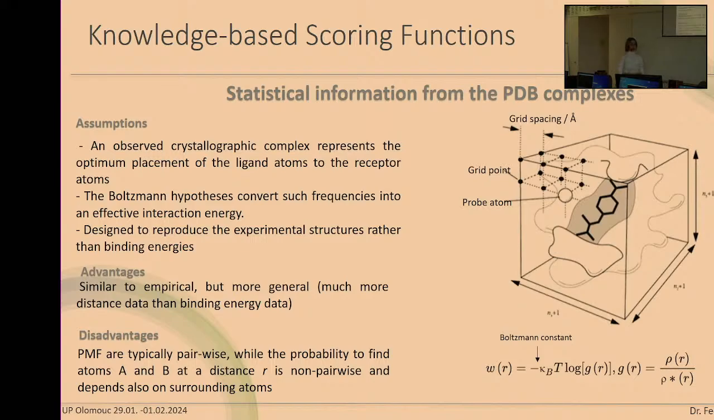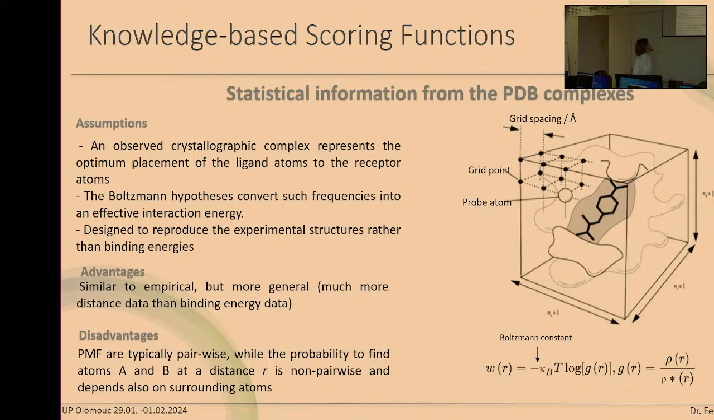Then we have the knowledge-based scoring function, which is the scoring function that AutoDock Vina uses. This scoring function is, as I said before, also called a statistical scoring function, because in this kind of algorithm we collect several protein-ligand complexes from the Protein Data Bank, and this kind of scoring function evaluates the distance between the pairwise atoms of each complex.